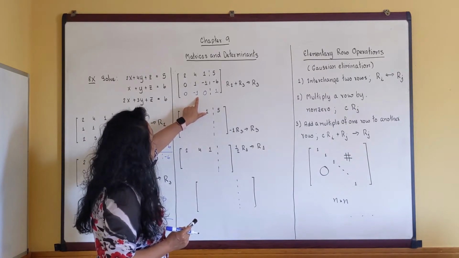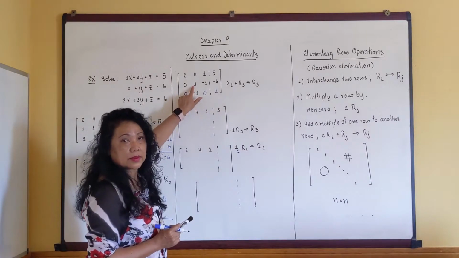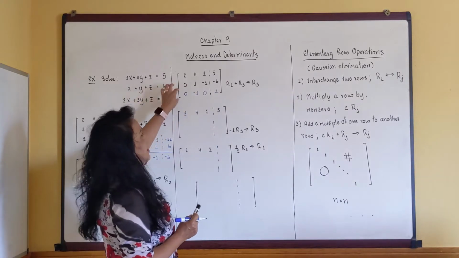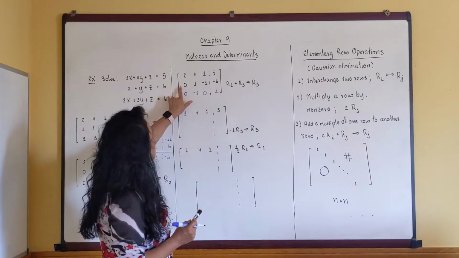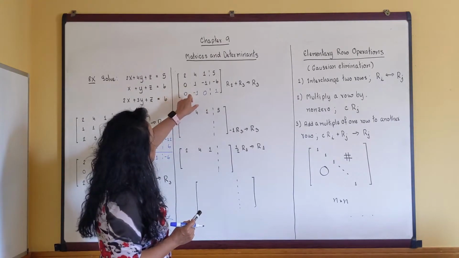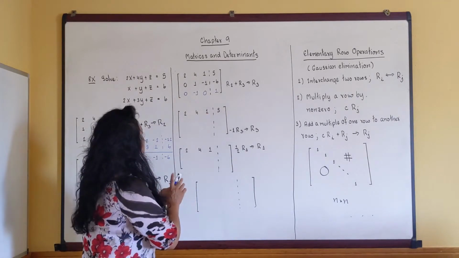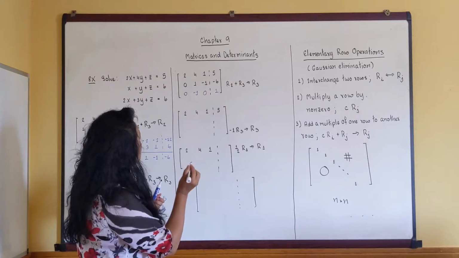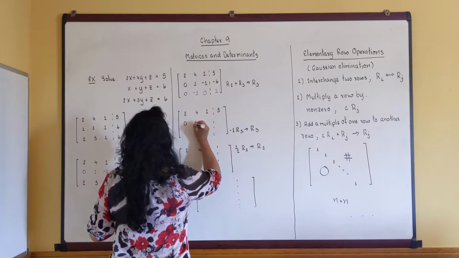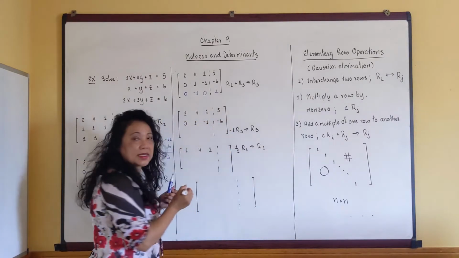To get 0 here, what can I do? I can add these two without changing the 0. You don't want to go back and get some number because you want to keep this 0, keep this 0, keep this 0. So if I add these two and put in row 3, I will have 0 there. But the second row will not change. So I'm going to leave it 0, 1, negative 1, negative 6, all right?